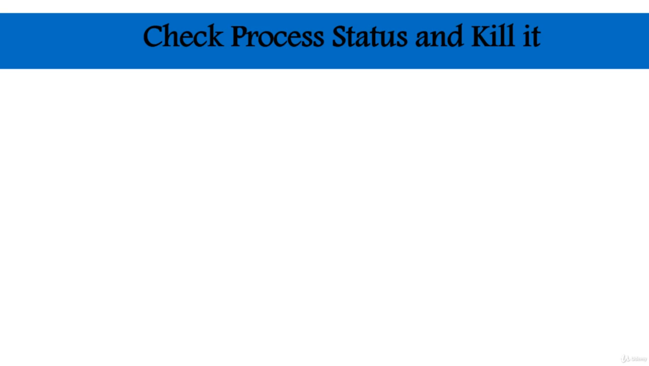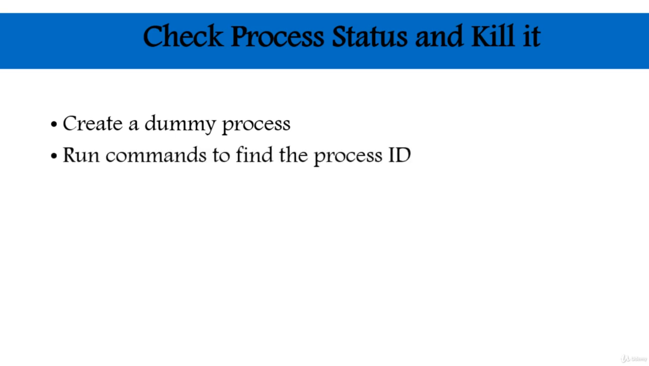So what we're going to do in this lesson is create a dummy process, anything that is just taking up some of the CPU or memory resources. Then we will run a command to find that process ID. There are different commands you could check, like top, or ps -ef. There are so many commands that you could run to check which process is running, and then you could pipe it to grep for the specific process you're looking for.